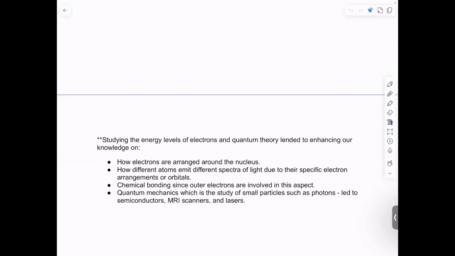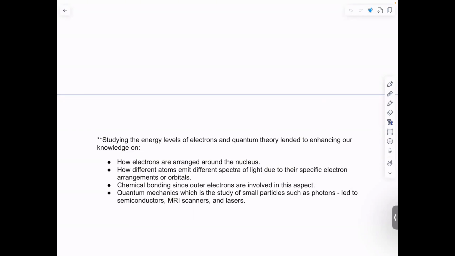So I listed out 4 highlights that help us with that. Especially with the last 4 people I talked about, we now understand how electrons are arranged around the nucleus of an atom. We also know, on the second point, how different atoms emit different spectra of light, so different colors of light, due to their specific electron configuration or orbitals. There will typically be an experiment in chemistry 1 where you light different elements on fire and you can see the different colors that they emit. It's pretty cool, actually.